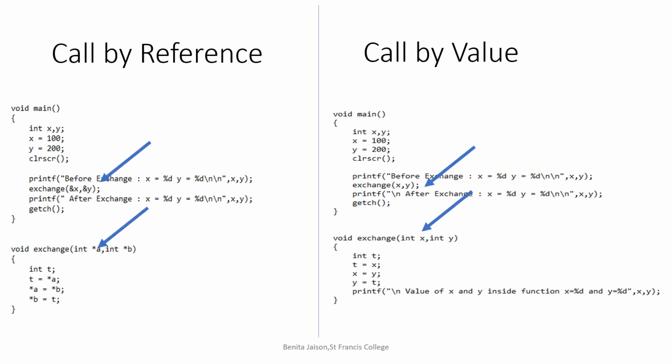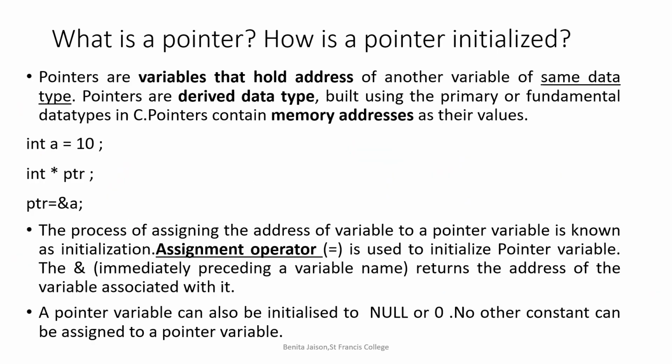Here I have given an example between call by value and call by reference. In call by reference, as we can see, we are passing the address. This difference you have to remember. Here the name of the function is exchange, right? So in the function we are passing the arguments as ampersand x and ampersand y. Here again the name of the function is exchange, but we are passing only the variable names x comma y. This example also, depending upon the marks, you can write.